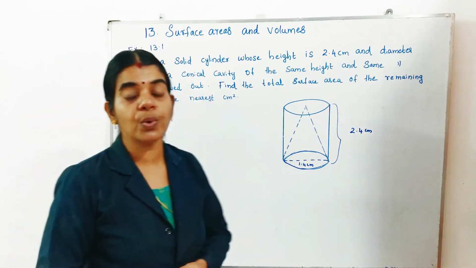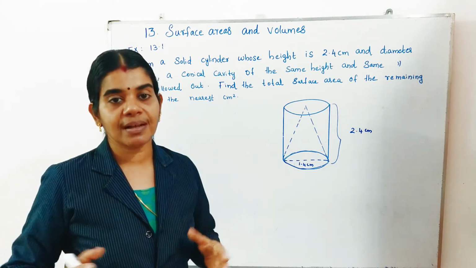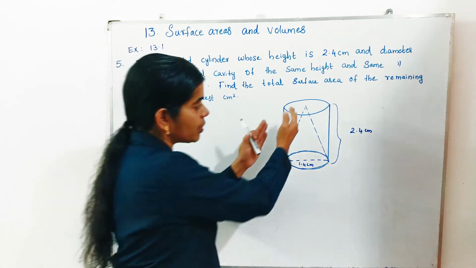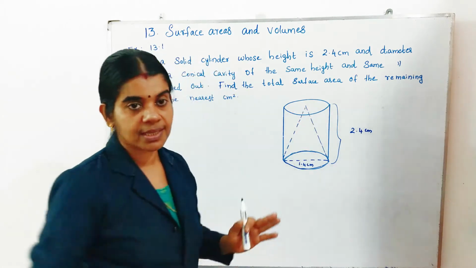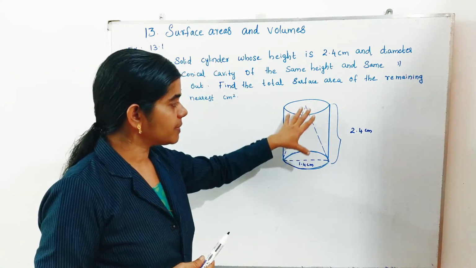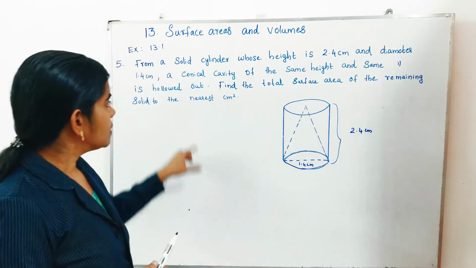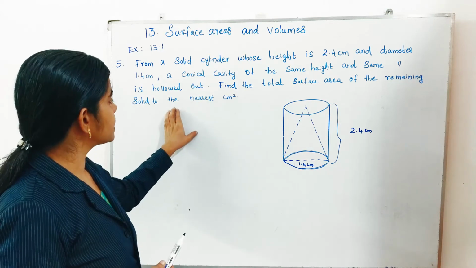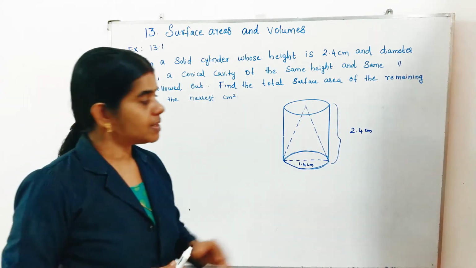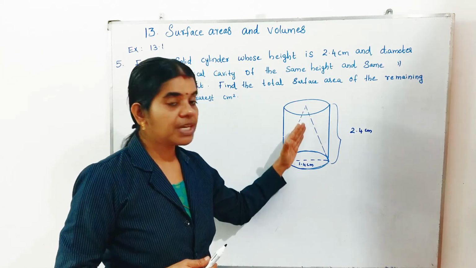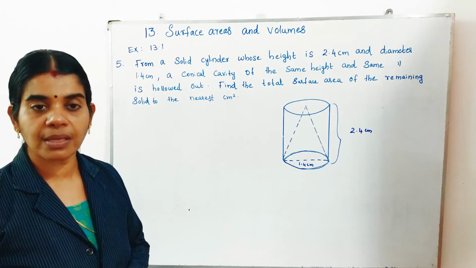What is the meaning of hollowed out? In Malayalam we say തുരന്നെടുക്കുക. This part we have drilled out and removed, a cone from that cylinder, that cone we have removed. Find the total surface area of the remaining solid. After removing this conical cavity, what will be the total surface area of the remaining solid?